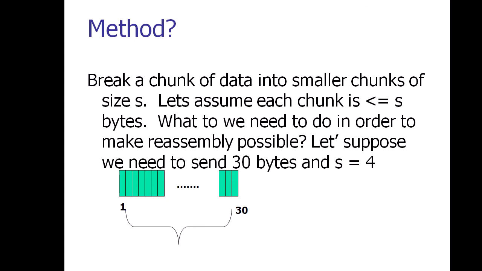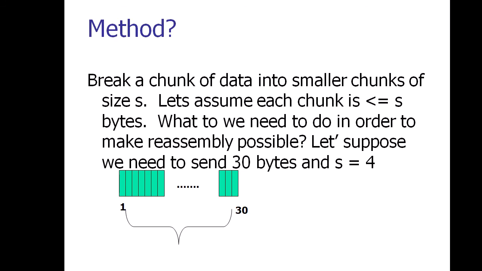So I'm just going to look at the abstract method. I'm going to simplify it a little bit to demonstrate the idea. And it's this. You break a chunk of data into smaller chunks of size s. And what I'm going to do is to assume that each chunk is going to be equal to or less than s bytes in length. And what do we need to do in order to make reassembly possible?